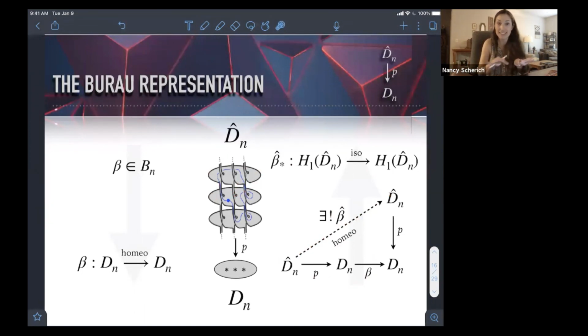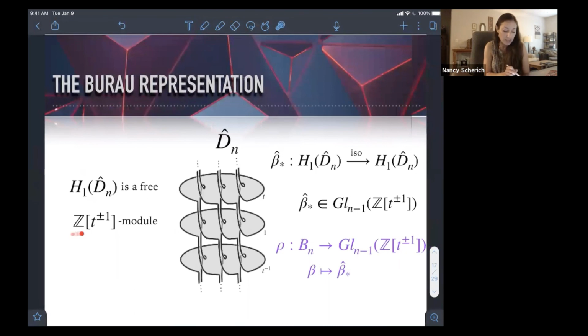Okay, so there's a ton of details in here of why all of this works and how you would actually write these maps down. But this is the idea: you do a trickery to lift your braid group action to an action on the covering space, and that induces an action on the homology. And since your homology is the ZT module that you want, then this lifted braid version being an isomorphism at the level of homology tells you that this lifted braid thing is an element of the general linear group that you want. This is your representation. So how the Burau representation works is it sends your braid to that lifted braid action on the homology. That's the Burau representation.